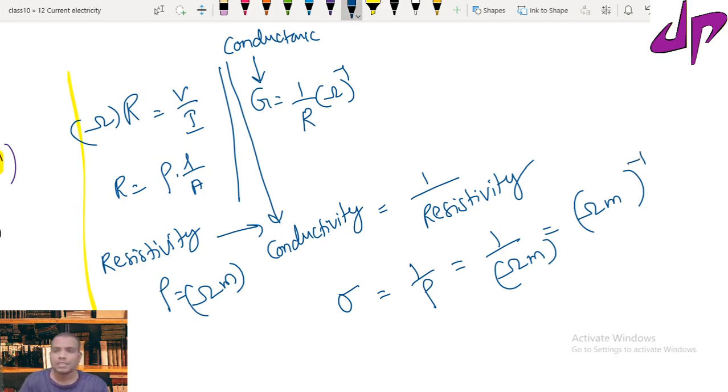So these are the four definitions, conductance and resistance, or resistance and conductance. R is resistance; if we take the reciprocal of R, we get the conductance. And rho is resistivity; if we take the reciprocal of rho, we get sigma, which is known as conductivity.